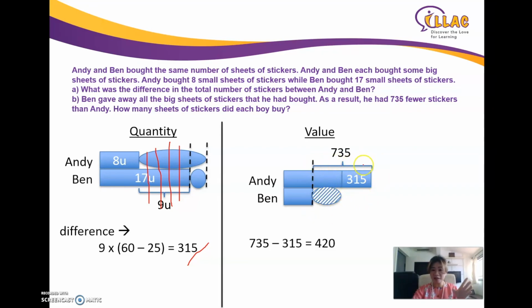So if this whole thing is 735, you minus away the 315, you will be able to find out how many big sheets are given away, isn't it? So this is 420, each big sheet is 60, so 420 divided by 60, you get 7 big sheets. So if 7 big sheets is over here, and this whole thing is 17. So how many sheets did Ben have? Ben will be 17 plus 7 is 24 sheets, and Andy has the same amount. So how many sheets of stickers did each boy buy? 24 is the answer.